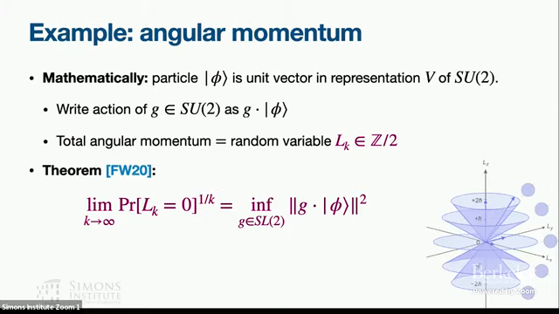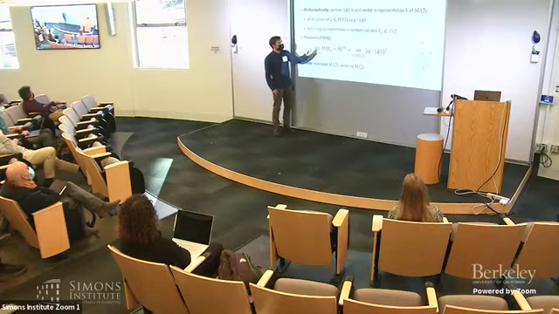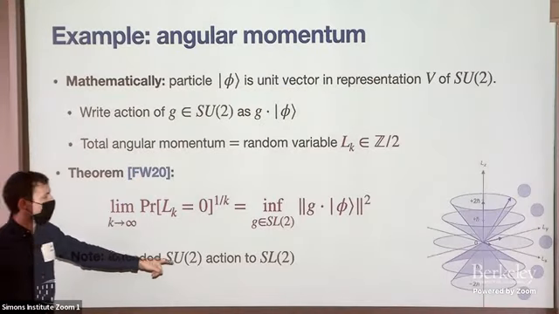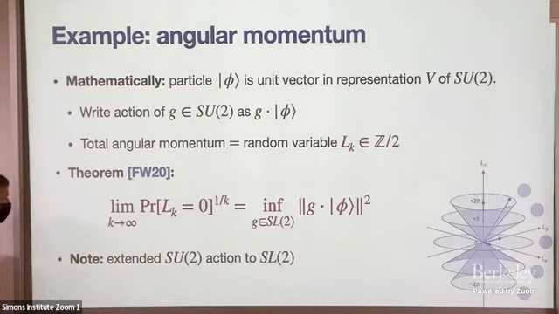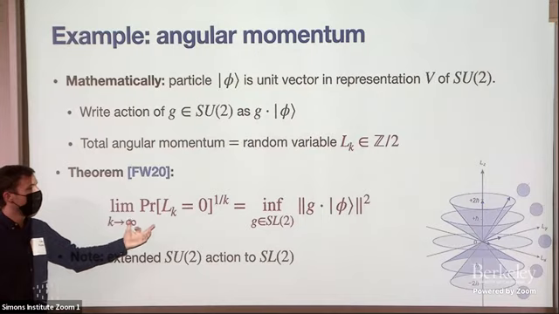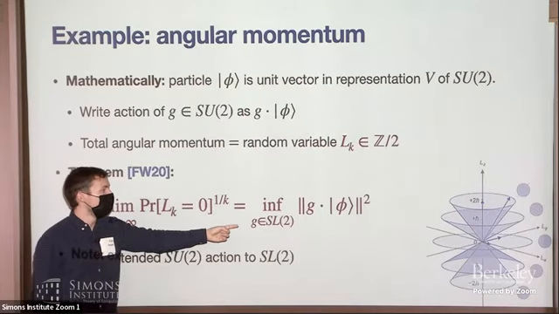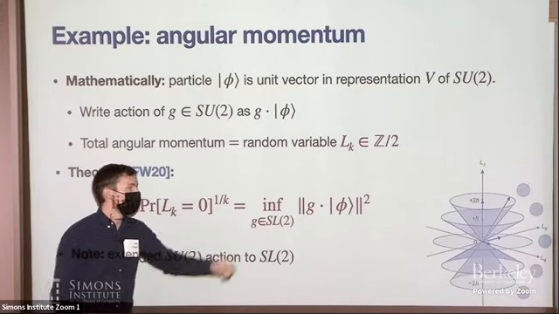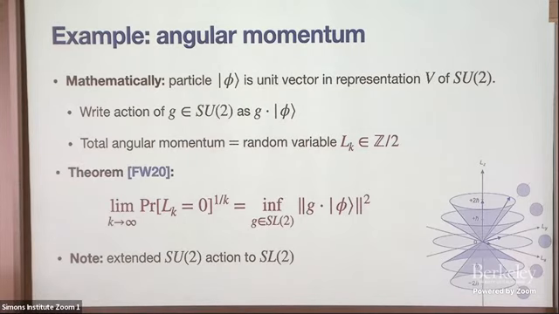So I did kind of pull a fast one here. I said I had an SU2 representation, but I extended it to SL2. I need some technical conditions to be able to do this, but basically all I need is that the representation I began with was a polynomial representation. So think of it as just finite dimensional. Anyway, the point is you can express this rate of decay as this optimization problem. And this is just the Euclidean norm that you're optimizing over this group. So I think this is kind of neat.